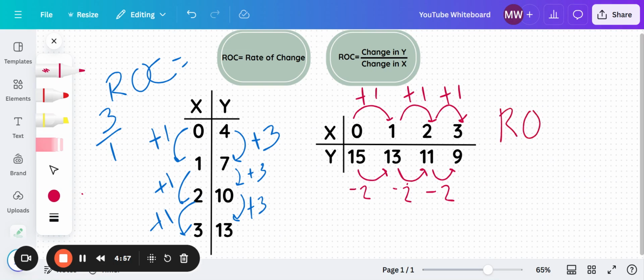So just like before, I'm going to write my rate of change as a fraction. The numerator is the number that shows how y changes. In this case, it was minus 2, so I'm going to write a negative 2. And then on the bottom, the denominator, is the number that shows me how much x changes, which was 1. So our rate of change is negative 2 over 1.